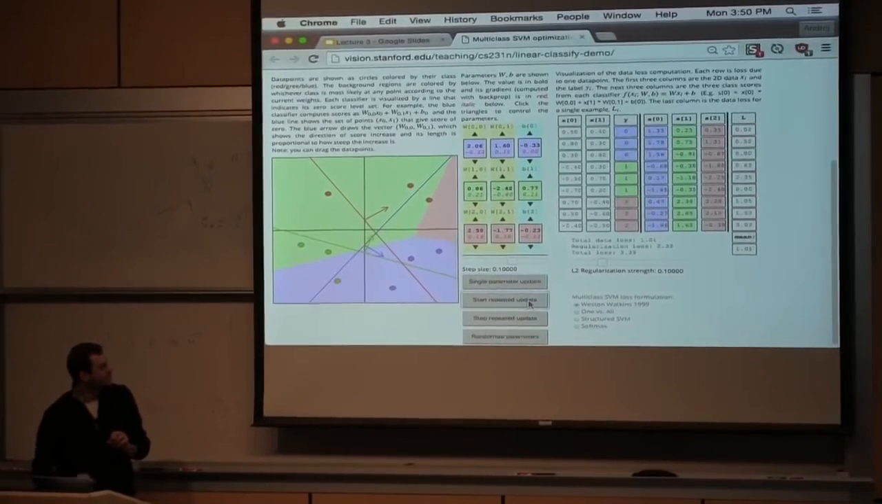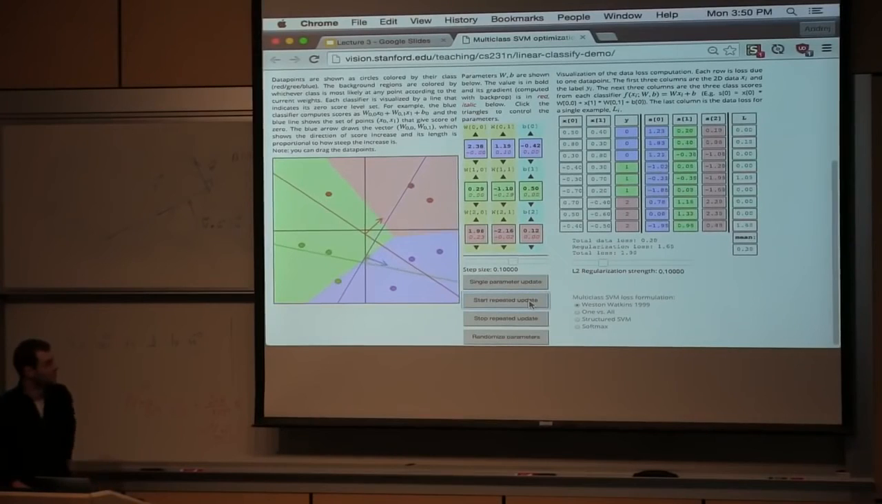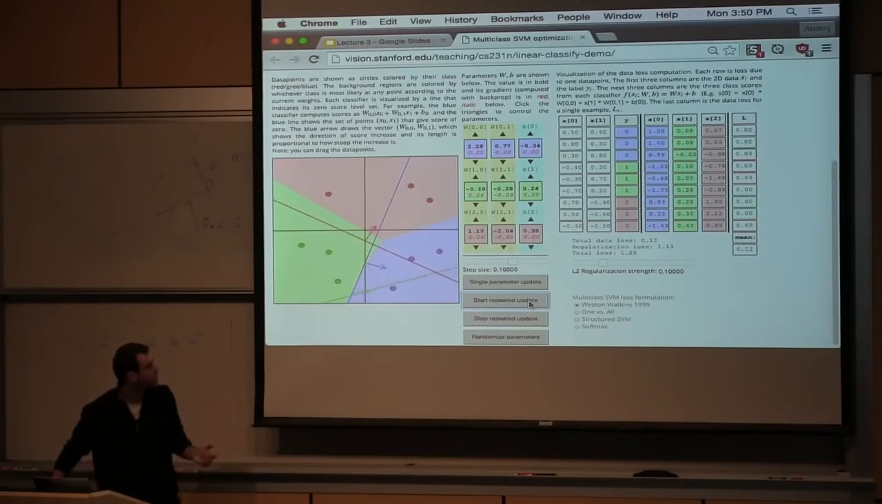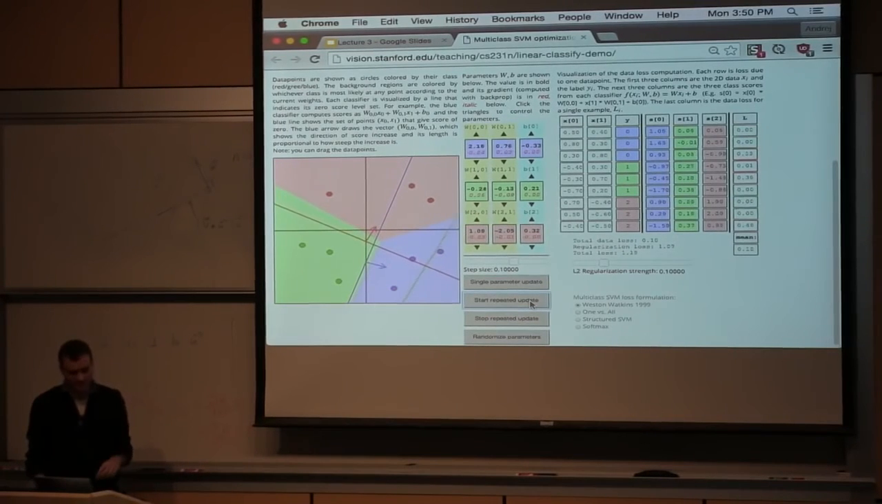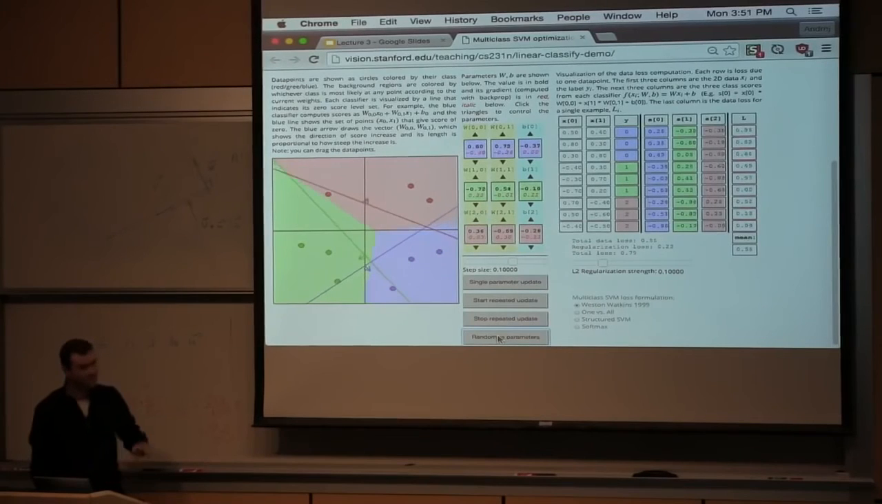So I can also start a repeated update, and basically we keep improving this W over and over until our loss, which started off at roughly 3 or something like that, is now a mean loss over the data of 0.1 or something like that, and we're correctly classifying all these points here. So I can also randomize W, so it just kind of knocks it off, and then this always converges to the exact same point through the process of optimization.